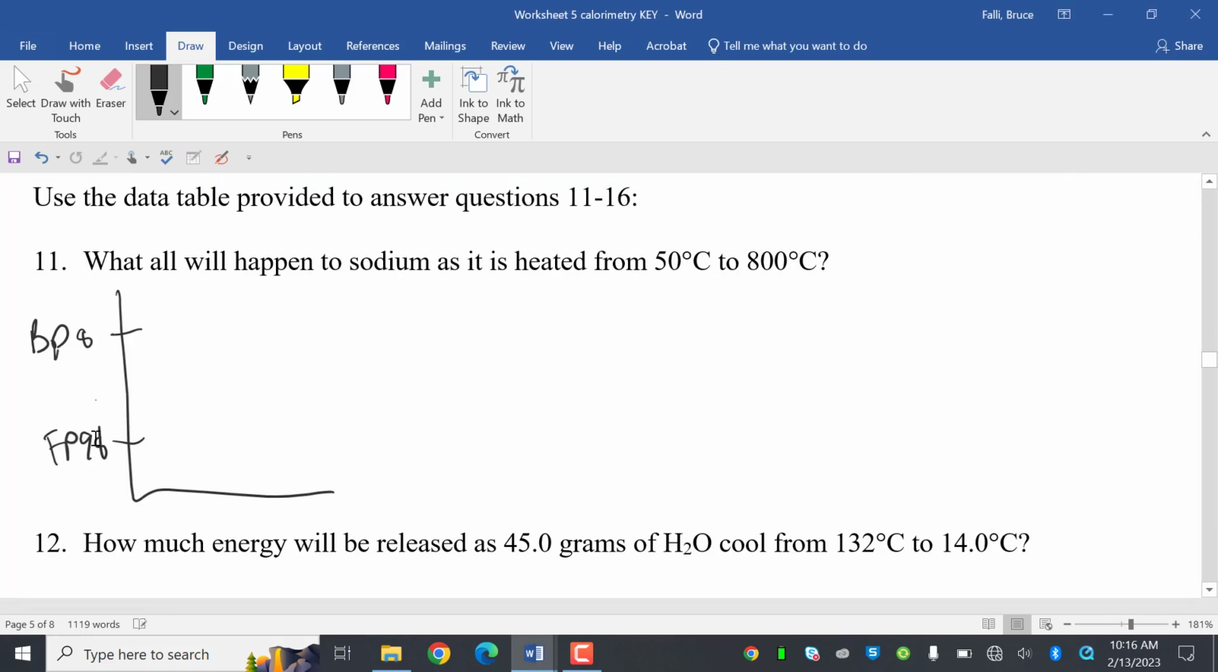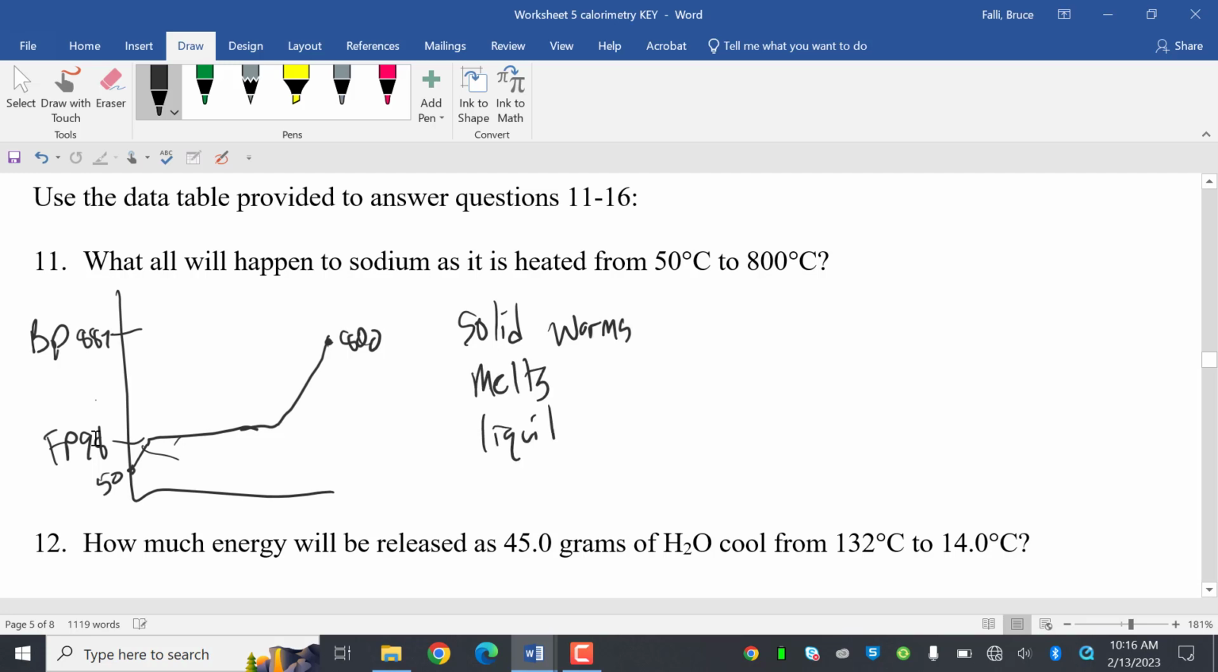98, 889. What happens if it goes from 50 to 800? So it's got to go up, over, up. So what will happen to it here? A solid warms, it melts, and a liquid warms. It does not boil because it doesn't get to 889.